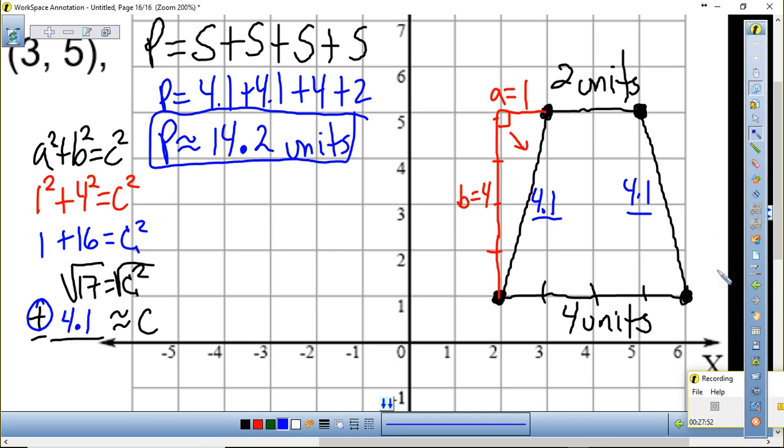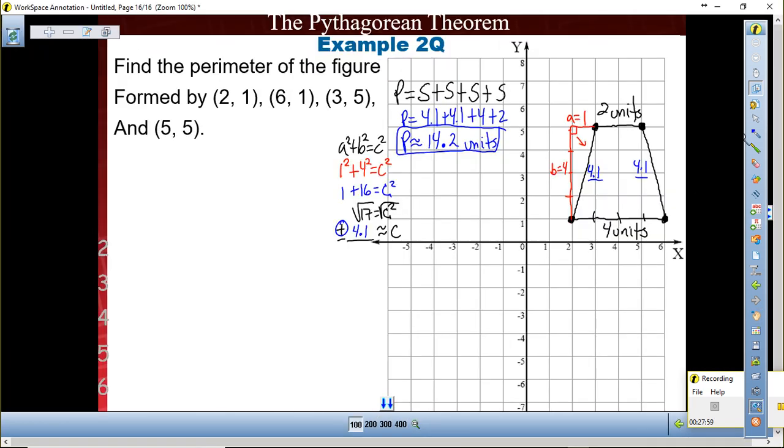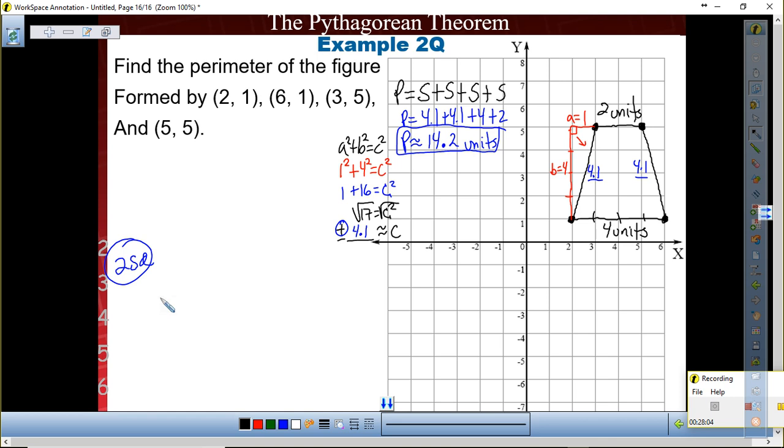Okay, let's do one more, last one. At the bottom left of that same graph, I want you to write example 2. Plot these points and find me the perimeter. Let's do negative 5, negative 2, comma, negative 1, negative 1, negative 5, negative 6, and negative 1, negative 6. Plot your points and show me the perimeter. Find me the perimeter for that figure.